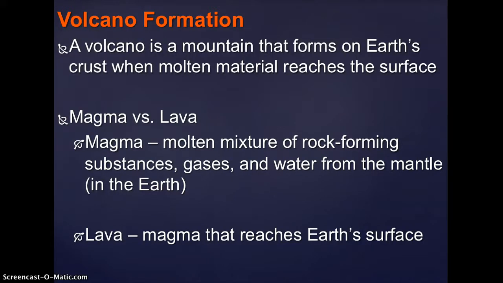Magma is a molten mixture of rock-forming substances, gases, and water from the mantle. Magma is only found inside the Earth. Lava is magma that reaches Earth's surface. Lava is only found on Earth's surface.